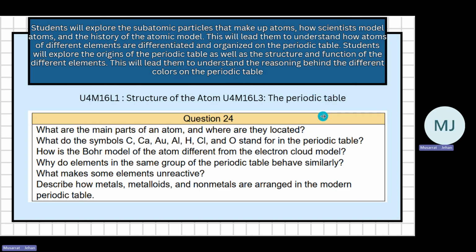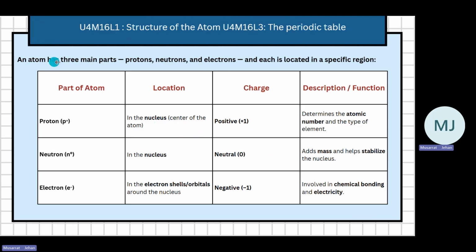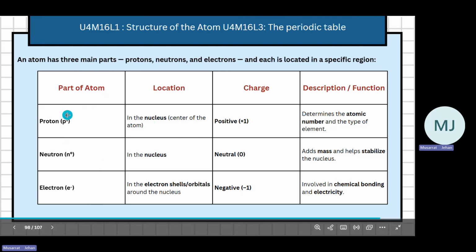Then the next question is from the lesson periodic table. What are the main parts of the atom? Where are they located? Okay. So an atom has three main parts: proton, neutron, and electron. Protons are positively charged, +1 charge. Electrons have a negative charge, -1 charge. Neutron is neutral. Where are they found? In the nucleus.